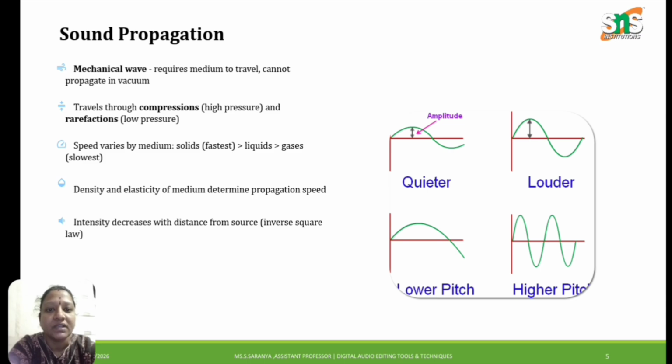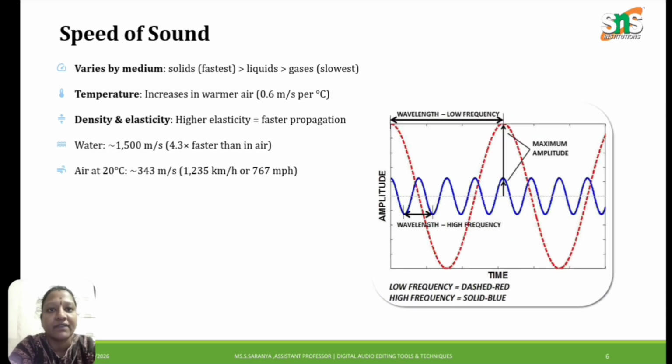Sound propagation refers to the movement of sound waves through different materials. Whenever sound travels, there is compression and rarefaction, where particles move with high pressure and then with low pressure. Speed varies by medium, like solid, gas and others. Density and elasticity of the medium determine the propagation speed. Here also, intensity decreases with the distance from the source, following the inverse square law.